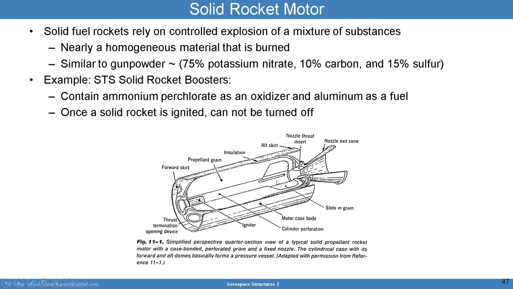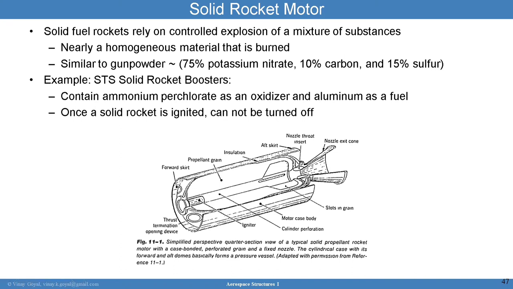And then you have these slots in the grain which provide some tailoring to the pressure inside the motor case over time. The cylinder of the propellant grain is typically perforated so that when the igniter goes off, you have uniform burning of this propellant.